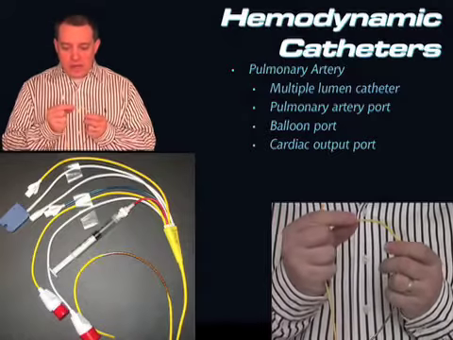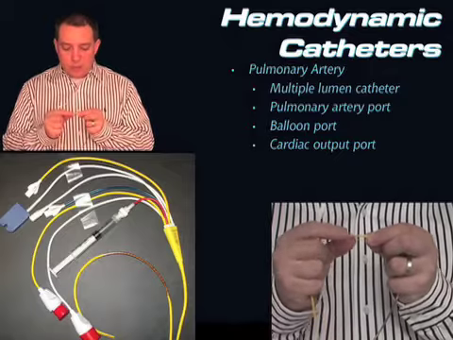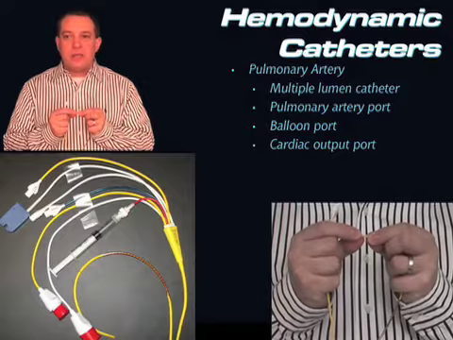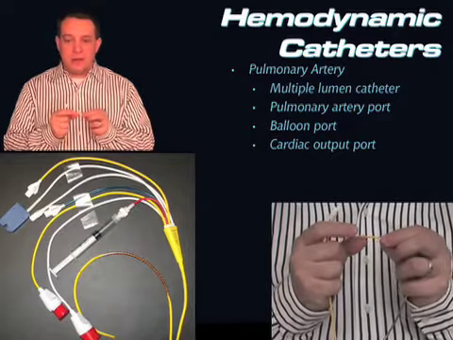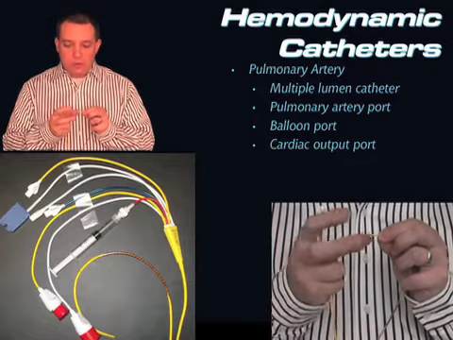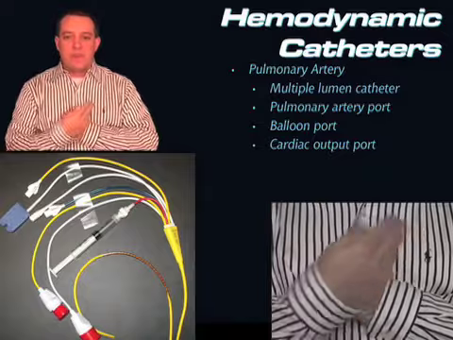Okay, now it may be kind of hard to see because of how small the picture is, but right next to the distal port right here, there's actually a little tiny balloon. And if you look at the picture here, you actually see that that balloon is inflated. This little tiny balloon is designed so that when we inflate it, this is what allows us to separate the right side of the heart from the left side of the heart.